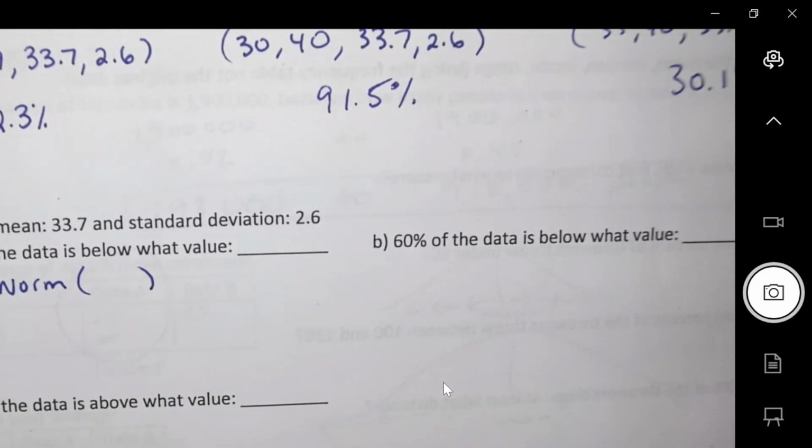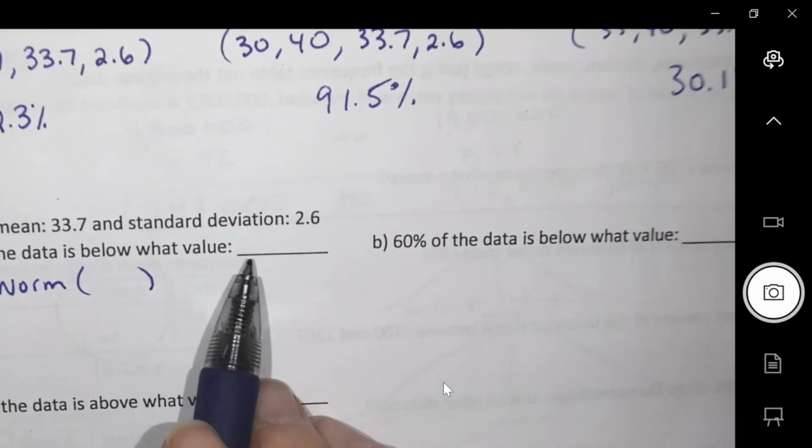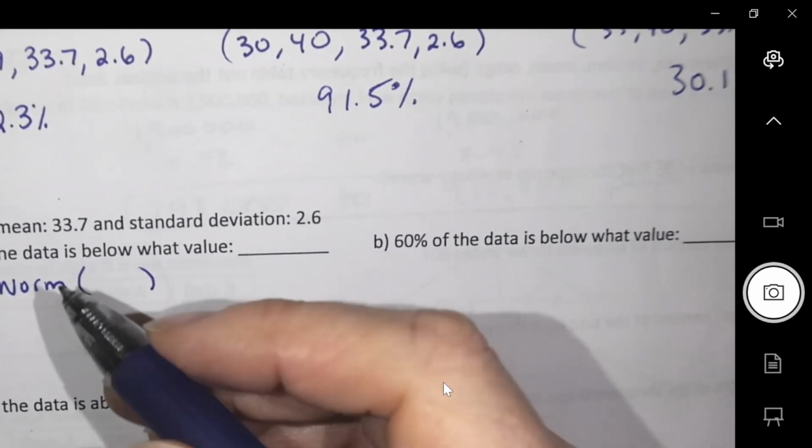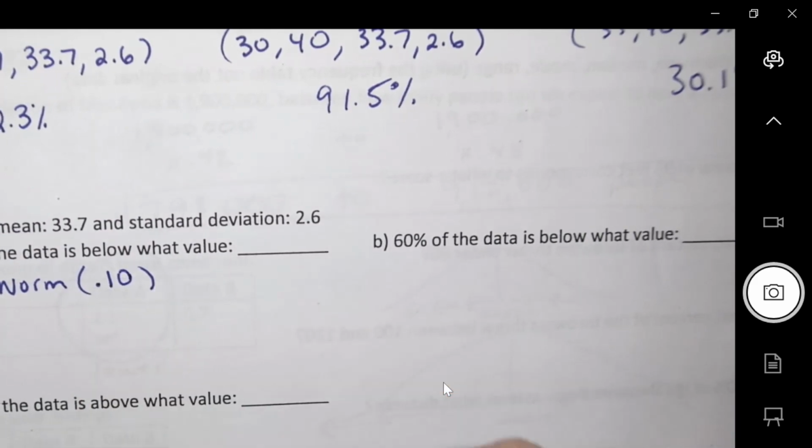Okay, got it? To get percent normal CDF, when I give you percent, inverse norm. 10% of the data is below what? So then I type, I want 10% of the data to be below.